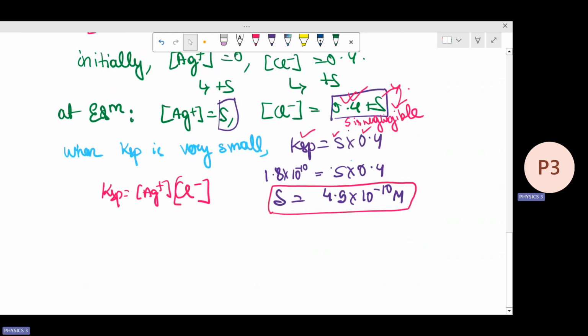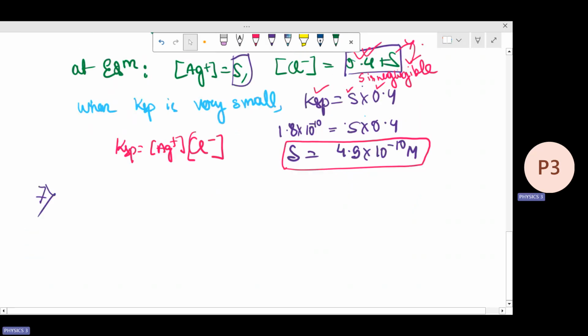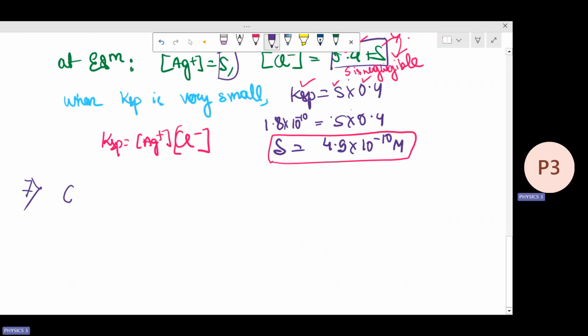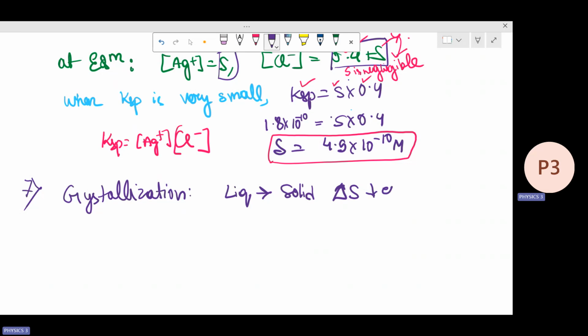Next question, question number 7. It is telling us the following process, entropy decreases. Now, if you see crystallization, guys, in case of crystallization, it is nothing but liquid to solid. As it is liquid to solid, entropy delta S decreases. Next one, question number 8.